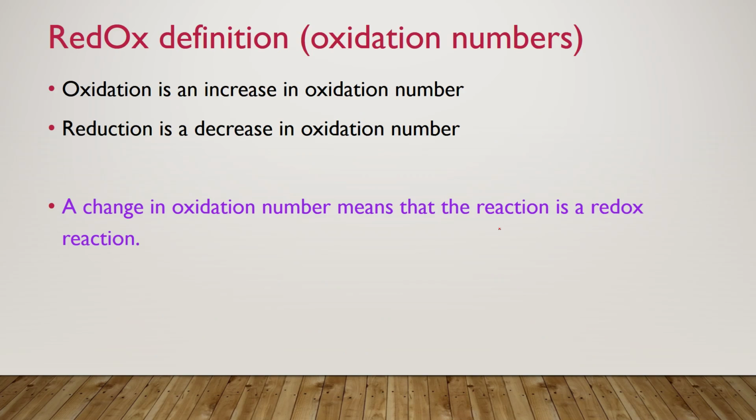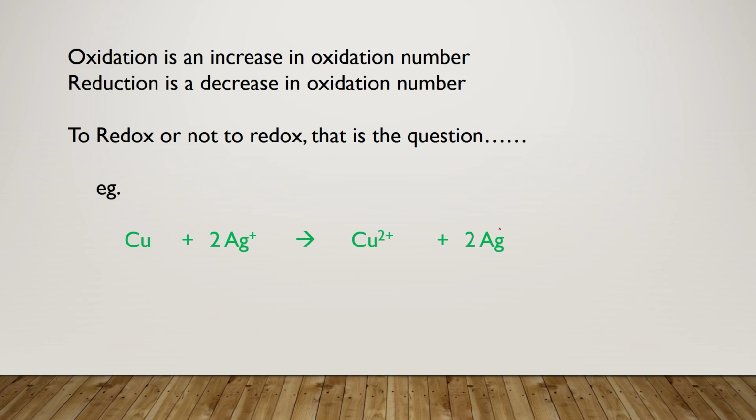So now we can apply these calculations of oxidation numbers to redox reactions. The definitions here are that an oxidation half reaction will see an increase in the oxidation number of a particular atom, and the reduction will be a decrease in oxidation number of a particular atom. So what we're going to do is see a few examples. We see this equation here with copper reacting with silver single positive ions to give copper ions and solid silver. So we follow the same steps as before.